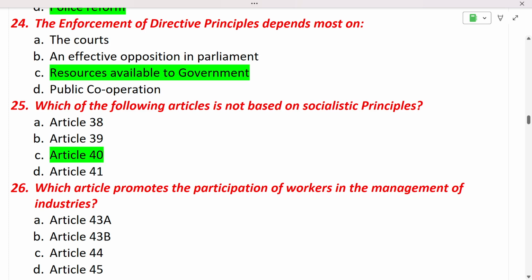Next, question number 26. Which article promotes the participation of workers in the management of industries? Option A, Article 43A. Option B, Article 43B. Option C, Article 44. Option D, Article 45. So the answer is A.